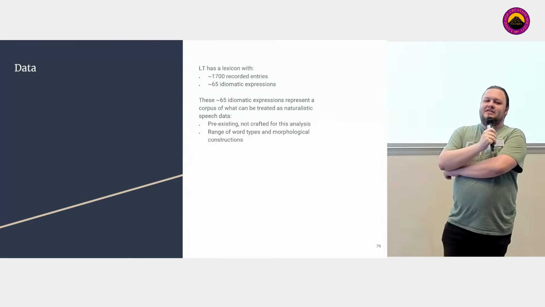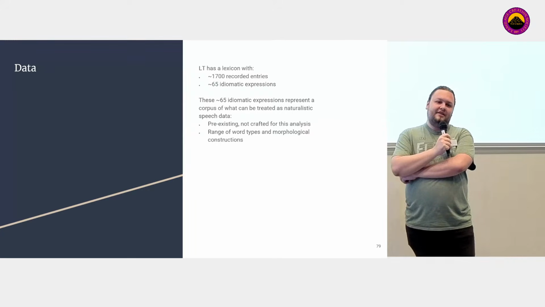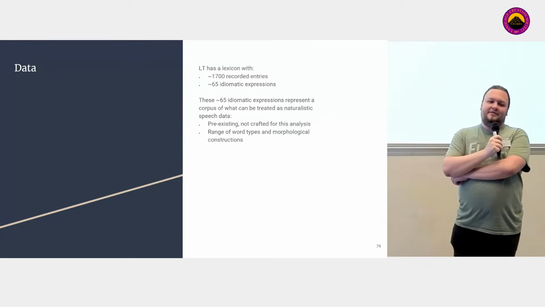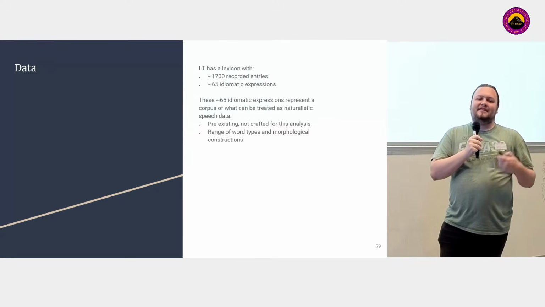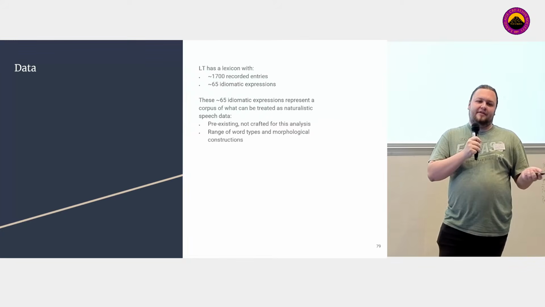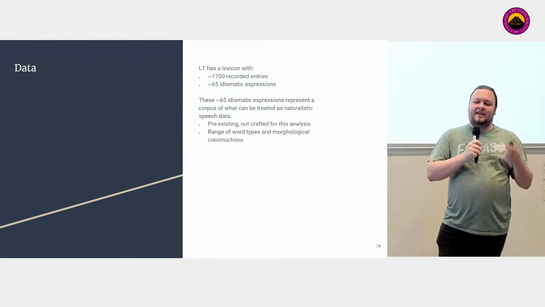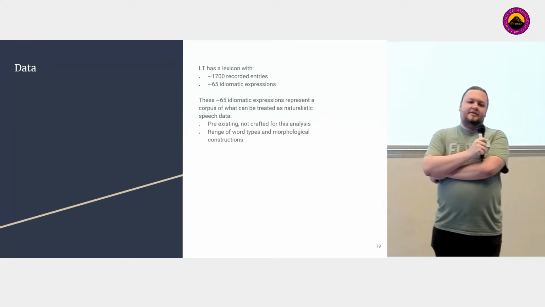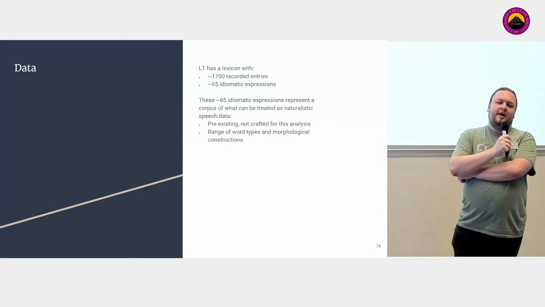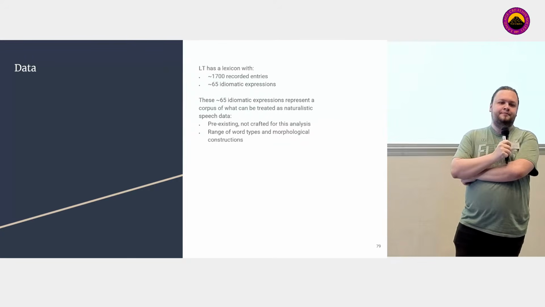I have about 1,700 recorded entries in its lexicon and about 65 idiomatic expressions I've collected over the years. And it is these 65 idiomatic expressions I used as the data for my research. I treat them as examples of naturalistic speech data rather than constructing and contriving specific sentences to use. This places all of the words that I'm actually analyzing buried in a sentence rather than saying them in isolation. And there's a range of word types and morphological constructions because all of the idioms represent the whole 12 years of development.